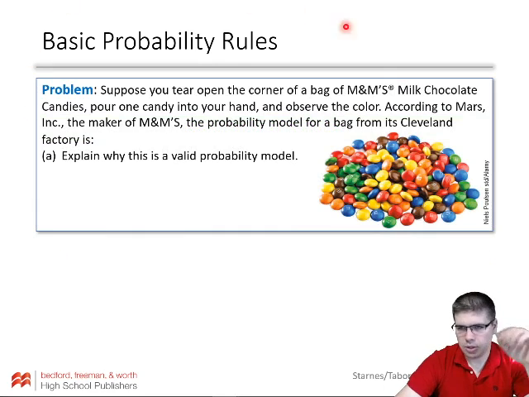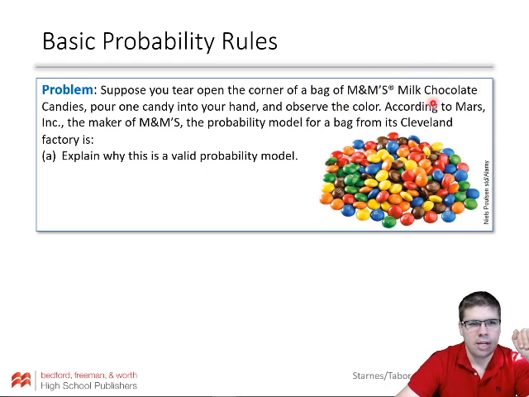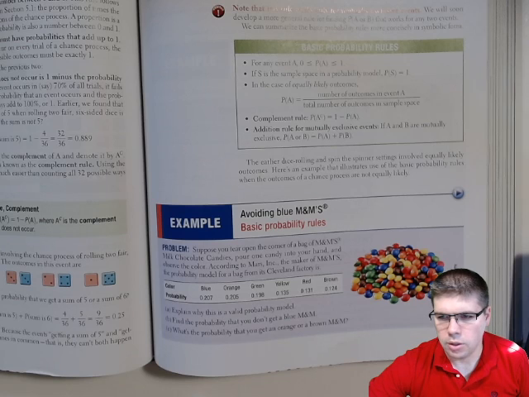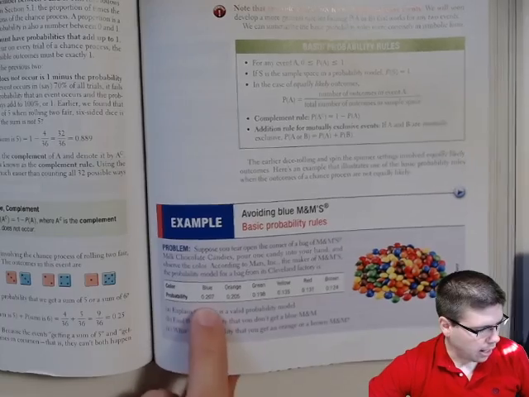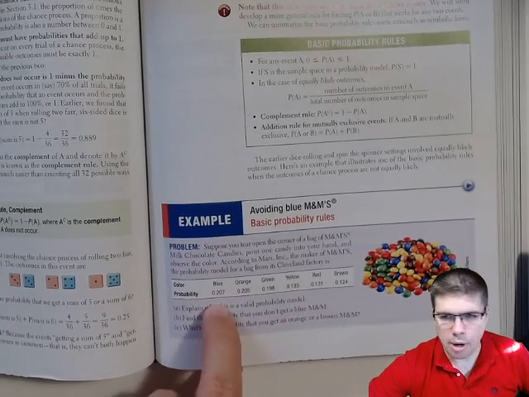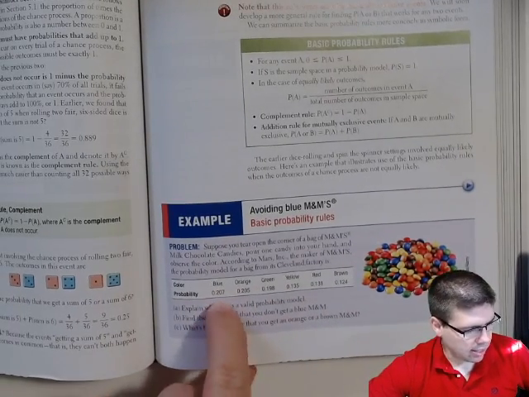In this case, we're going to do an example problem. Suppose you tear open the corner of a bag of M&M's milk chocolate candies, pour one candy into your hand, and observe the color. According to Mars, the maker of M&M's, the probability model for the bag from its Cleveland factory is, sorry, let me get this up here. All right, so hopefully you can see that there. We've got the different colors and the probabilities for each of those.